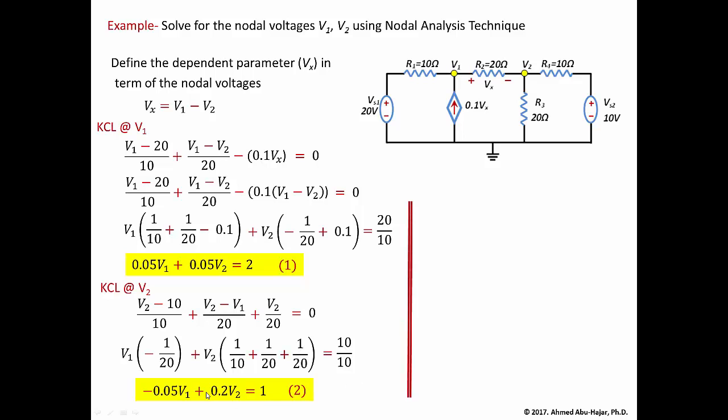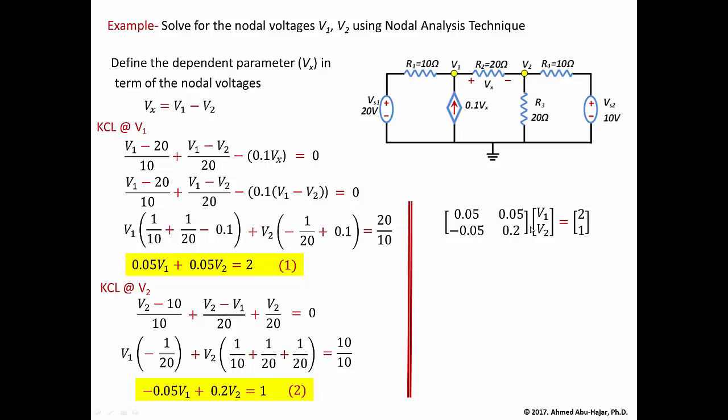Now we're going to express those two equations, equation 1 and equation 2, in matrix form. We enter the coefficients of V1 and V2 of the first equation in a matrix like that, and then the coefficients of V1 and V2 of the second equation. So that's what we have here. We multiply that by the vector which contains the unknown variables, V1 and V2. And that will equal the other side of the equation, which is 2 in the first equation and 1 in the second equation.